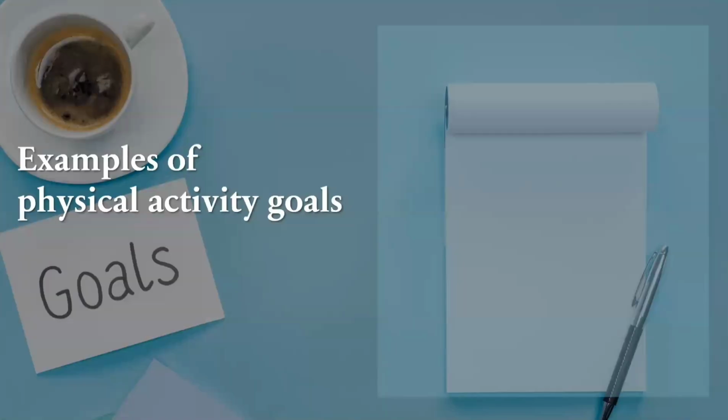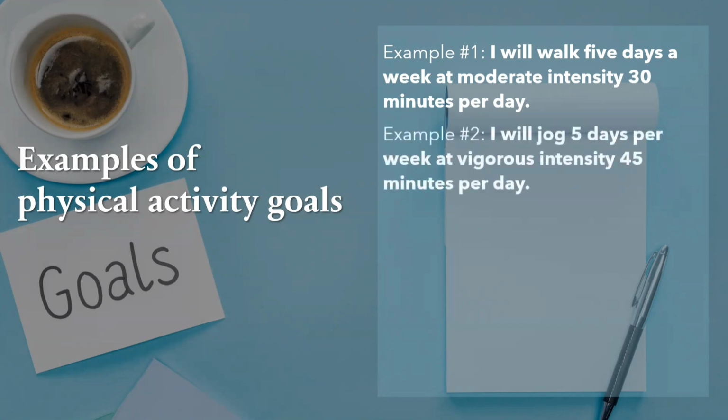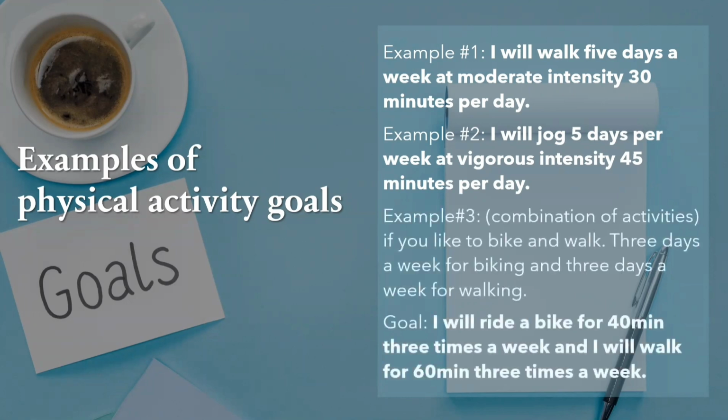Here are a few examples. Example number 1. I will walk 5 days a week at moderate intensity, 30 minutes per day. In this example, we included frequency, intensity, and duration. This is 150 minutes per week of moderate intensity exercise, and keep in mind this is the minimum amount for weight loss. Example number 2. I will jog 5 days per week at vigorous intensity, 45 minutes per day. This adds up to 225 minutes per week at vigorous intensity.